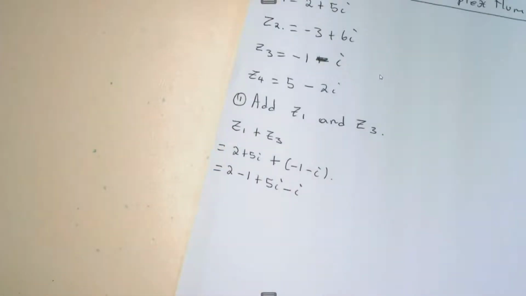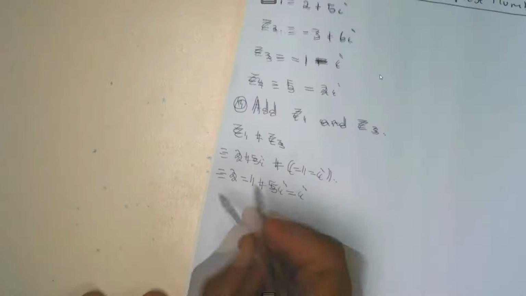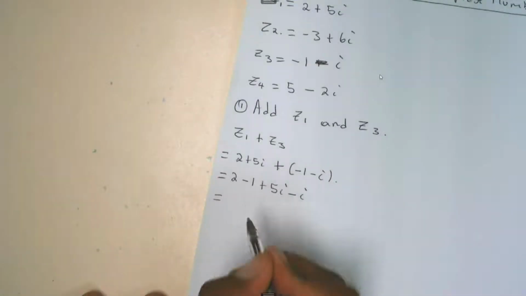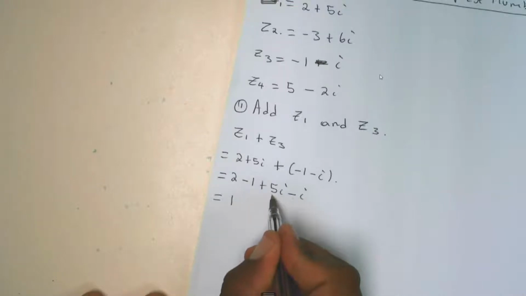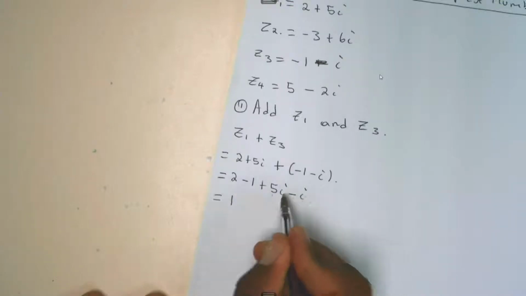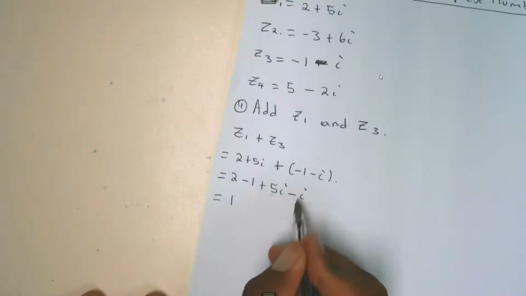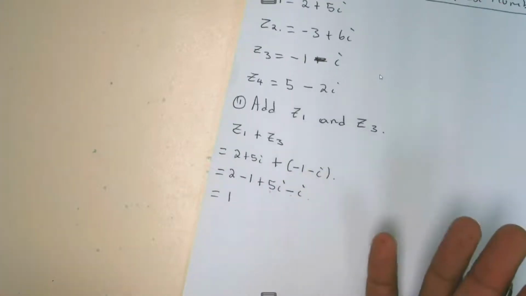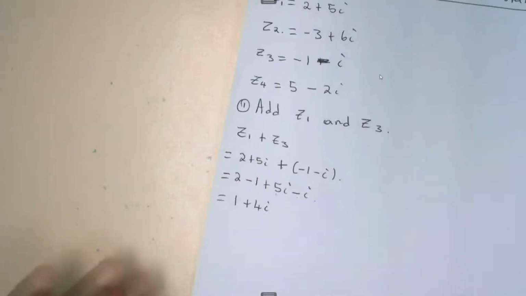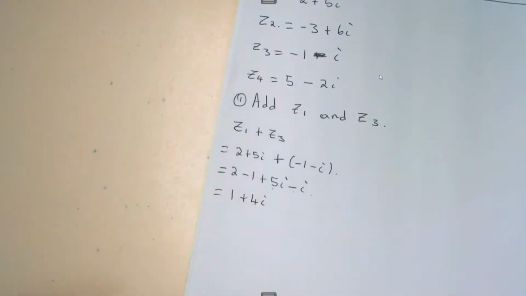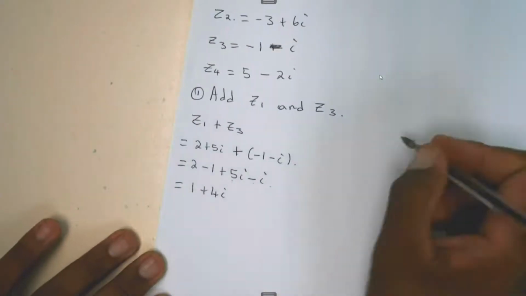Remember, we collect the like terms. So we have 2 minus 1, it will be 1. 5i minus i. Remember, these are the like terms. And we have i there, it's 1i. So it will be 5 minus 1. That will give us plus 4i. That will be the addition. Number 2.